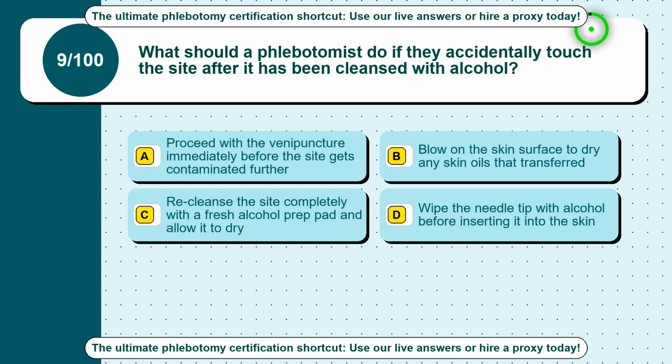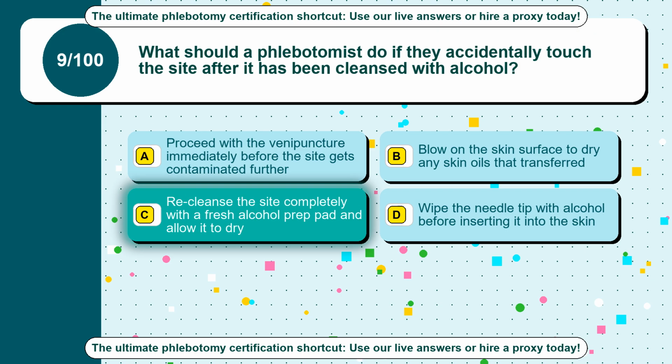Question 9. What should a phlebotomist do if they accidentally touch the site after it has been cleansed with alcohol? Option A, proceed with the venipuncture immediately before the site gets contaminated further. Option B, blow on the skin surface to dry any skin oils that transferred. Option C, re-cleanse the site completely with a fresh alcohol prep pad and allow it to dry. Option D, wipe the needle tip with alcohol before inserting it into the skin.